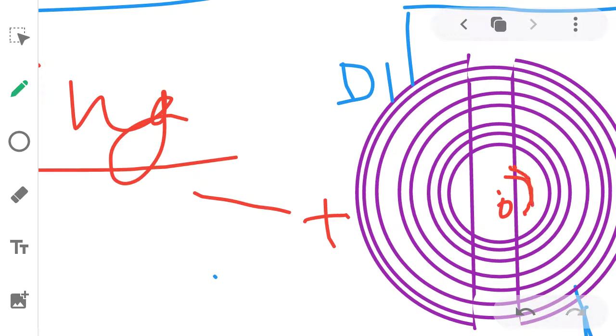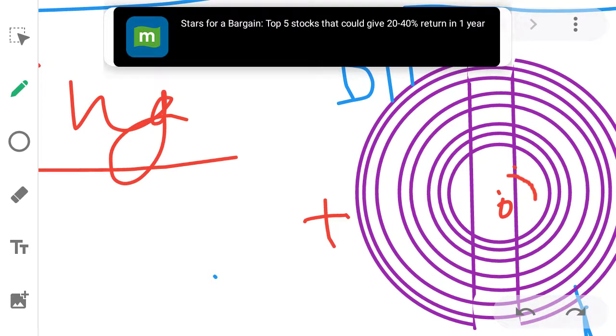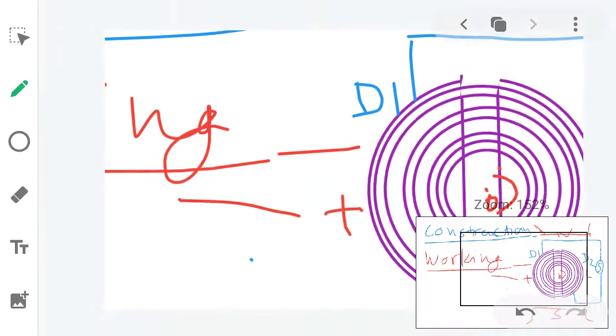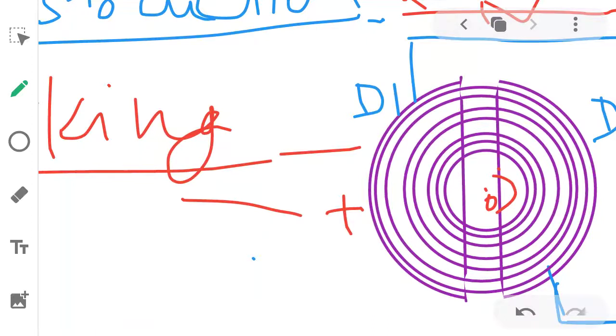Remember this charge, so it enters into the positive, negative, but as soon as it covers half of the D, as it travels the path in D2, the polarity changes, so D1 becomes negative and D2 becomes positive.